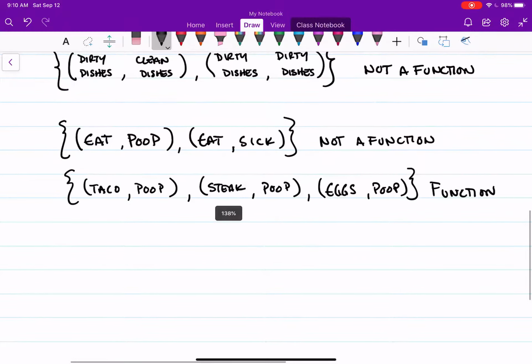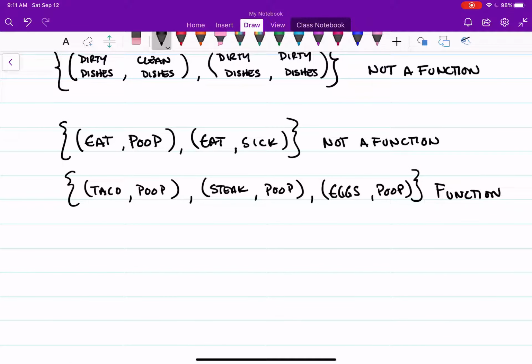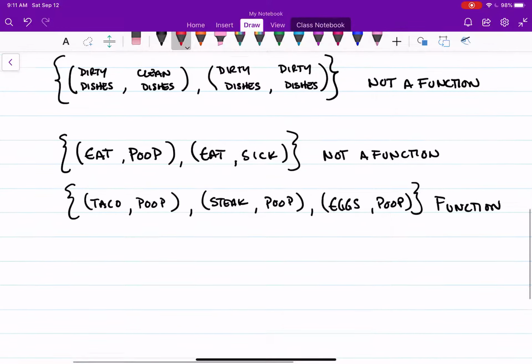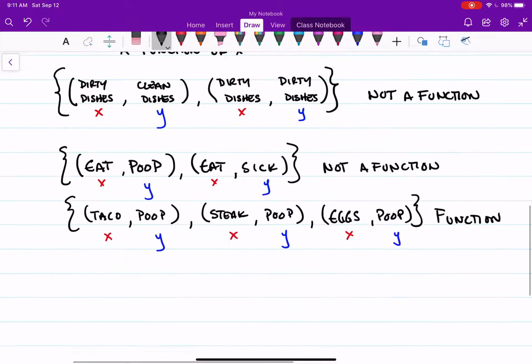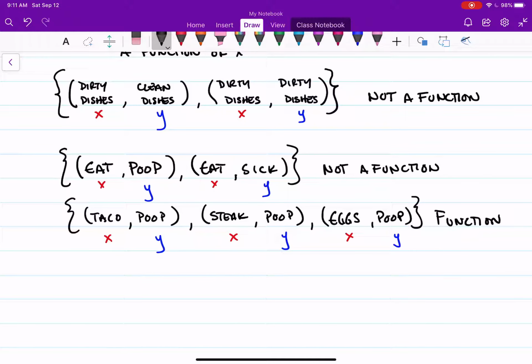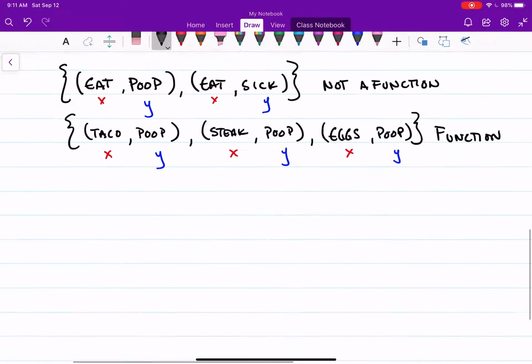But what do you notice between these things here? Now, don't forget that as we went, these are my x's, these are my inputs, while these are my outputs. Okay, so what do you notice about when it's not a function versus when it is a function? Keep on looking. What do you notice?